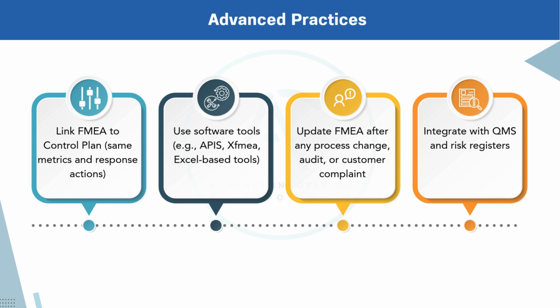Use software tools, e.g., APIS, XFMEA, Excel-based tools. While Excel is still commonly used, dedicated FMEA tools like APIS IQ-RM or XFMEA can streamline the process. These tools help automate scoring and prioritization, maintain traceability, and enable version control and change tracking. They're especially useful in regulated industries or complex projects where risk needs to be documented and maintained in real time.